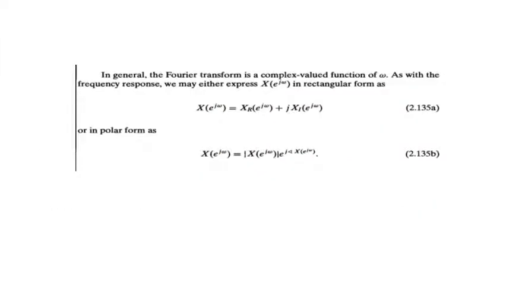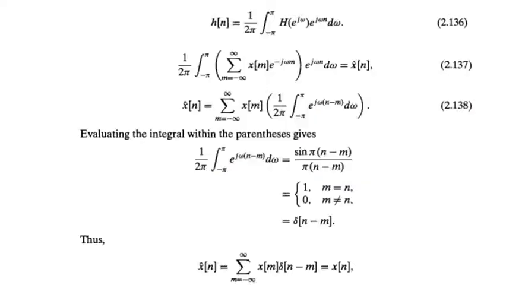We have seen that the Fourier transform of the input signal is X of e raised to the power j omega, and because this is a complex function, I can break it into real part and imaginary part. Likewise, I can break it into polar form, magnitude and phase. So this is the rectangular representation of the Fourier transform of x of n, and this is the phasor polar representation of X of e raised to the power j omega, which is the Fourier transform of x of n. Let's move on to the next slide.